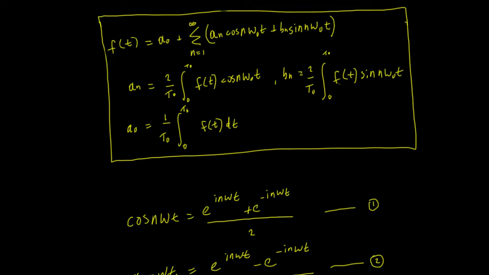Hi there, in this video we're going to derive the complex version of the Fourier series. Now I've rewritten the Fourier series out here, and we derived that in the previous video. It really tells us that we can approximate this function f of t using a series of cosines and sines which are integer multiples of a fundamental frequency omega naught.